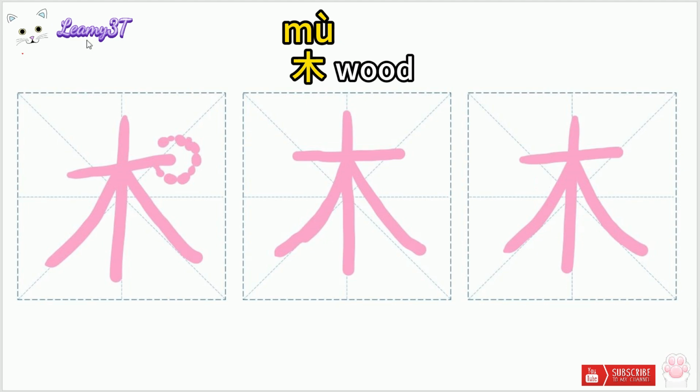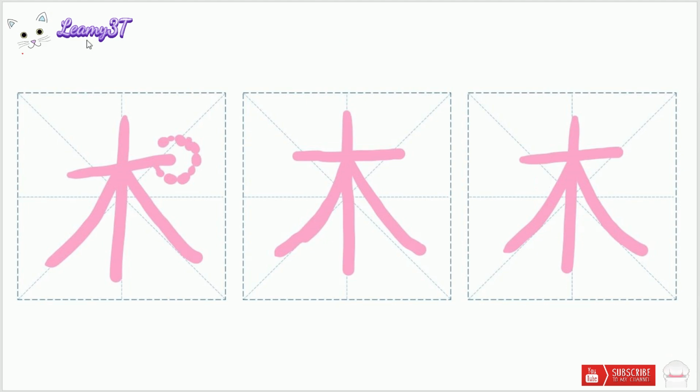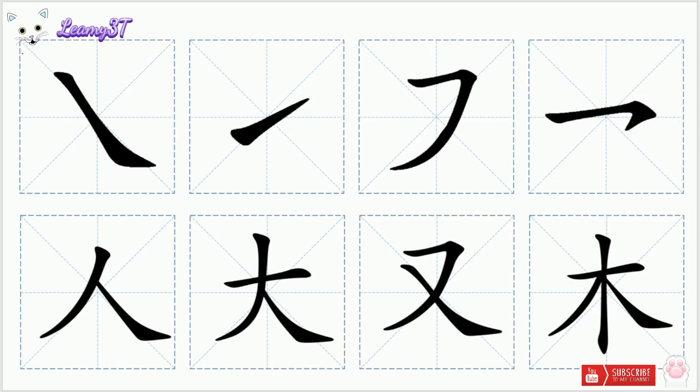Congratulations, we've completed today's learning task. Today we learned 4 basic strokes. 捺提横撇横钩. In addition, we learned 4 new Chinese characters. They are 人大右木. Good job!